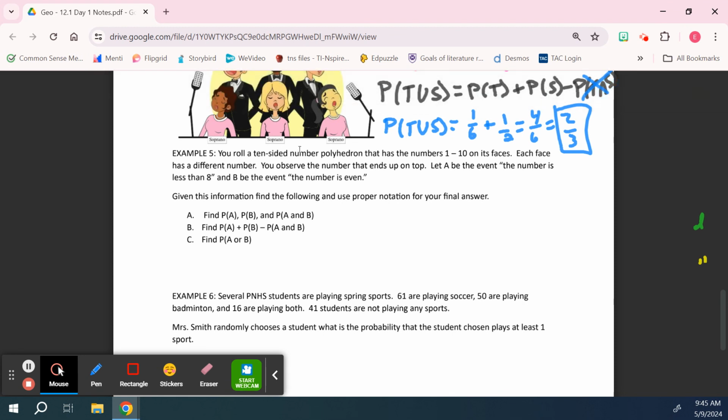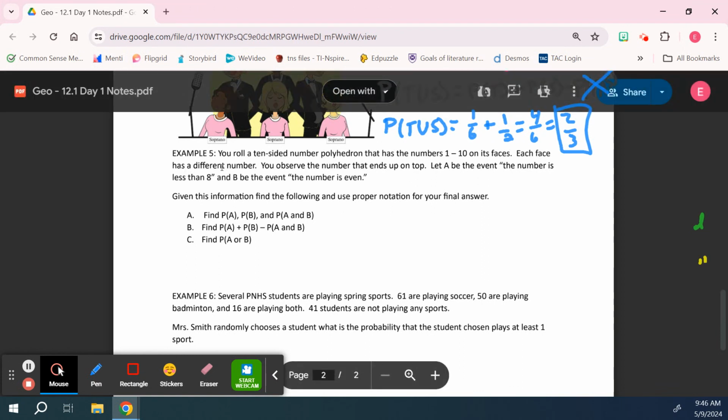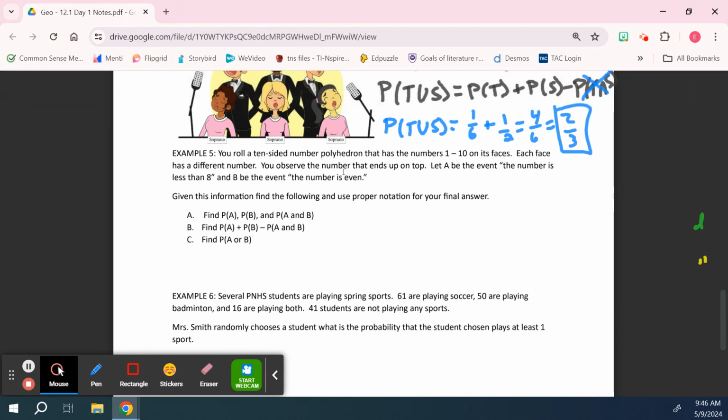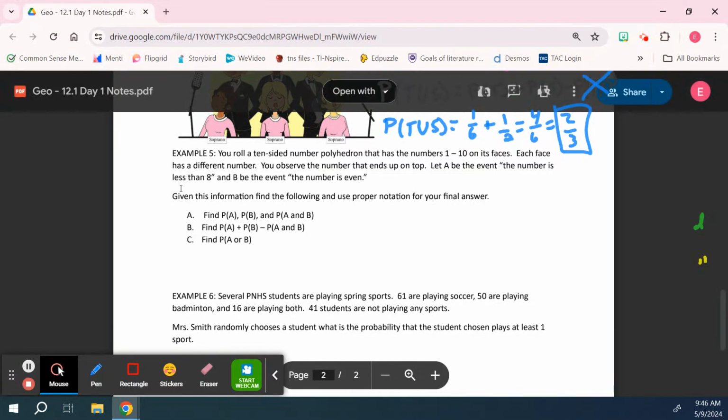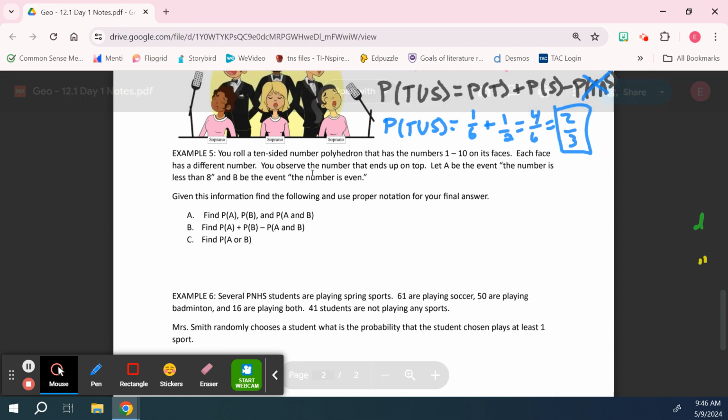So you roll a 10-sided polyhedron that has the numbers 1 through 10 on its faces. Each face has a different number. You observe the number that ends up on top. Let A be the event the number is less than 8. Let B be the event the number is even.